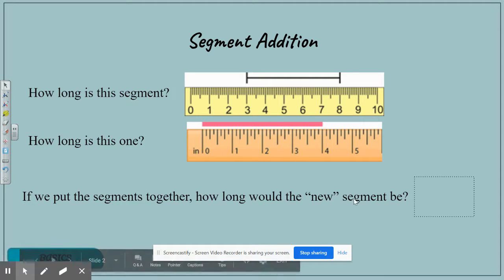If we put those segments together, how long would the new segment be? Well, 5 plus 4 is 9, so the new segment is 9. That is all there is to segment addition.